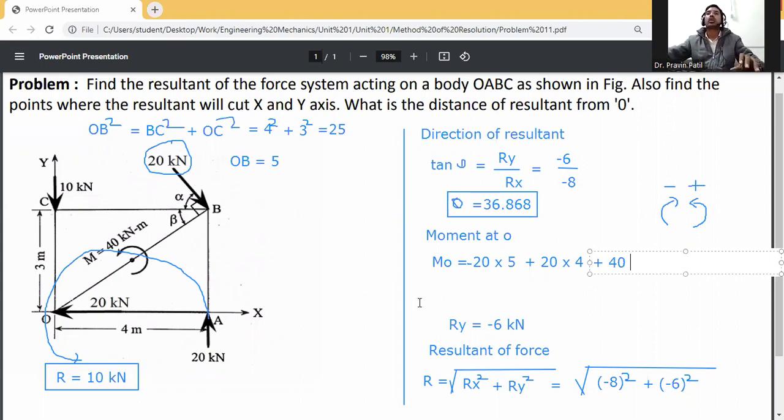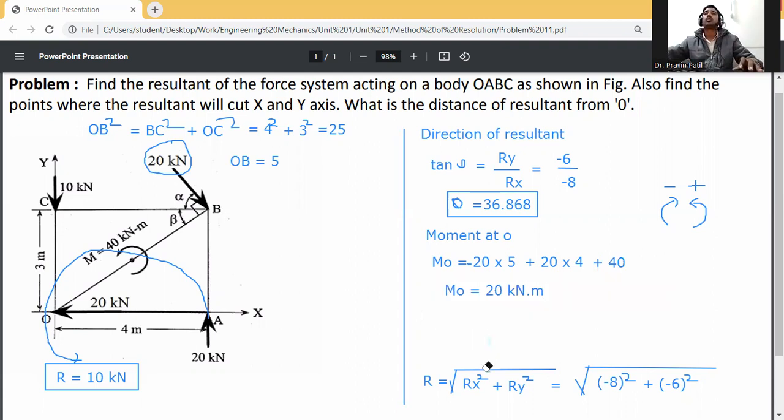So the moment at O is equal to 20 into 5 minus 100 plus 20 into 4, which is 80, then plus 40. So it will be 20 kilonewton meter, the moment at O.